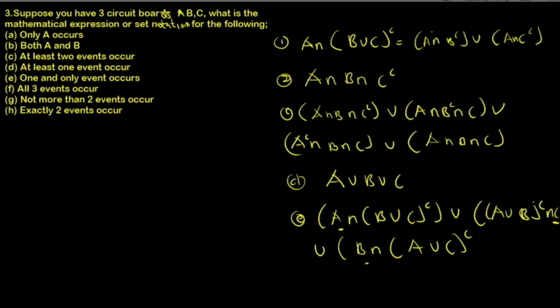Let's look at F. With F, all of you could do it, right? All three events occur. With all three events occurring, it will be A intersection B intersection C.